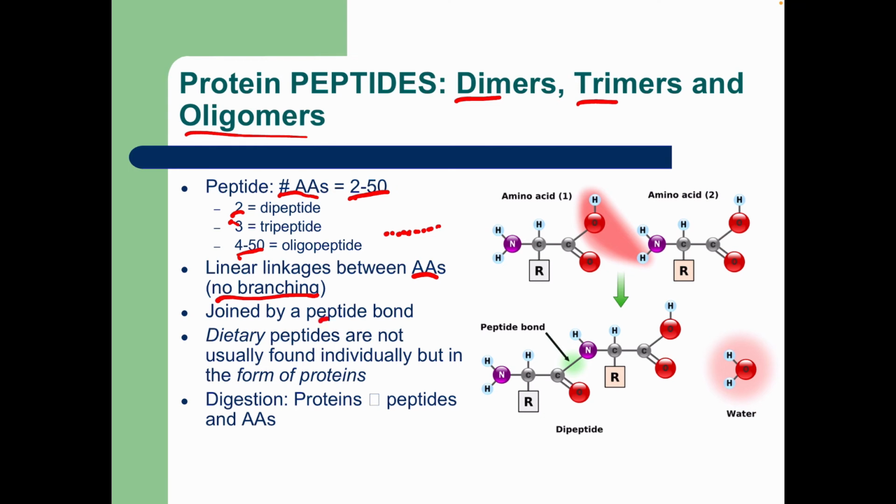They're joined by peptide bonds, and dietary peptides are not usually found individually, but in the form of proteins, as I mentioned. So in digestion, we take a complex protein, and then we break it down into peptides, and then into its amino acids. So we take that large protein, whatever it may be, digest it, and turn it into those individual amino acids, and then we can use them as our building blocks as well.